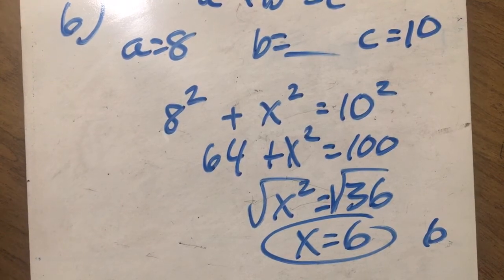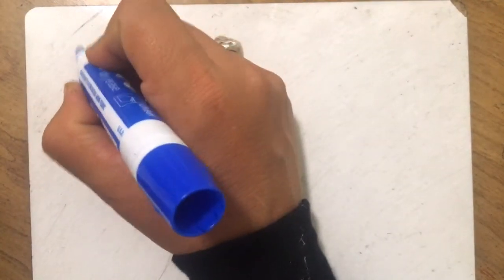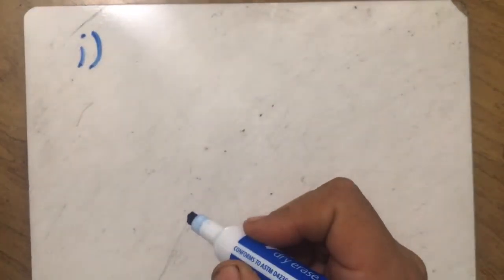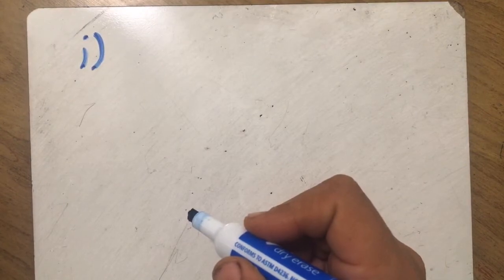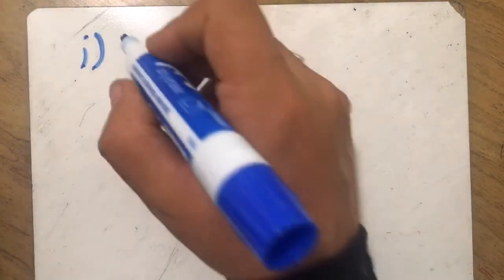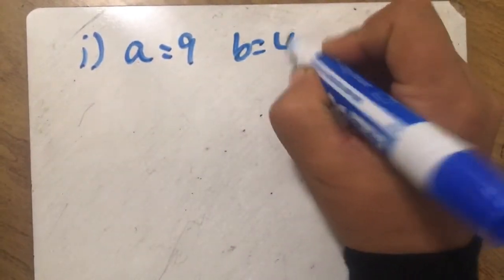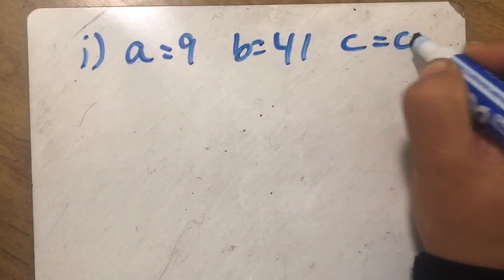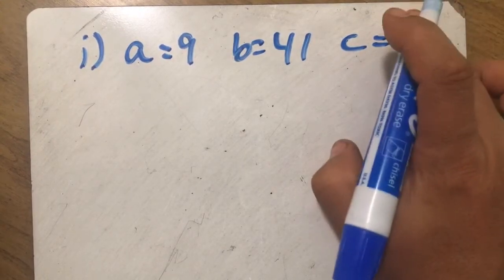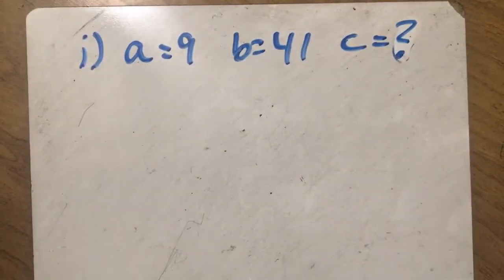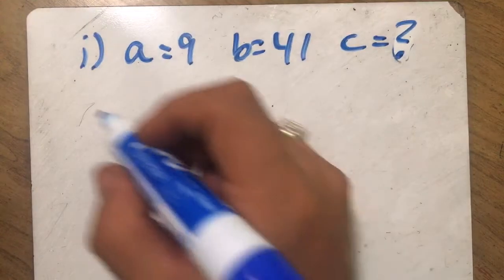Number 10 is pretty unique, but I am going to show you quickly how that's done. I will not solve it for you, but I will get you through it, and then we will do one word problem and finish up. Again, for I, it tells you there's two values. You need to find the number that makes it a right triangle. So again, very quickly, A equals 9, B equals 41. You're trying to find C that you don't know because they just gave you some ridiculous numbers here.